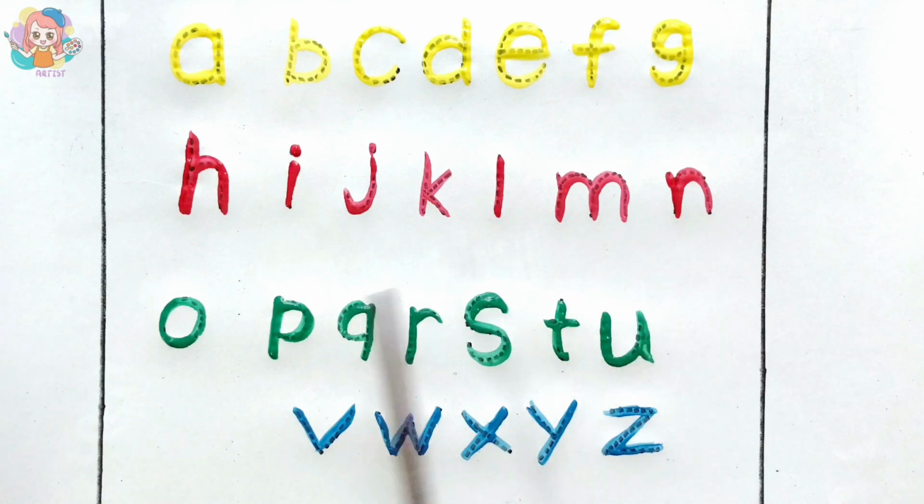for nose, O for orange, P for pig, Q for queen, R for ring, S for snow, T for tiger, U for unicorn, V for vase, W for watcher, X for xylophone, Y for yacht, and Z for zebra.